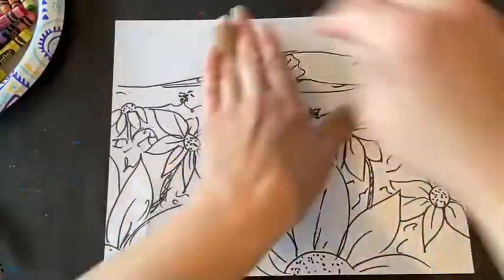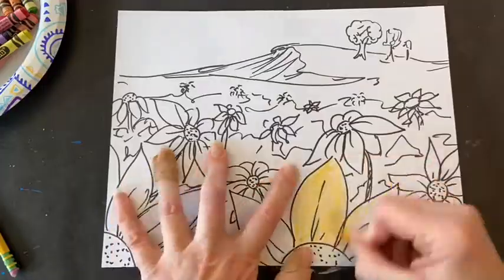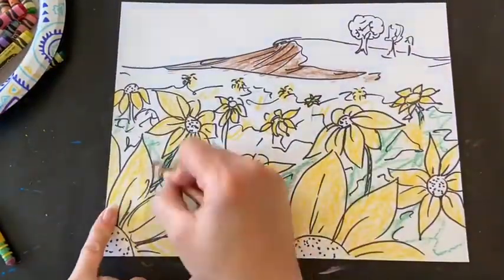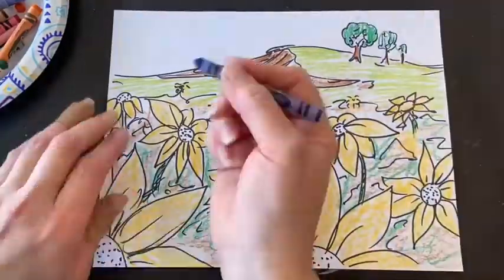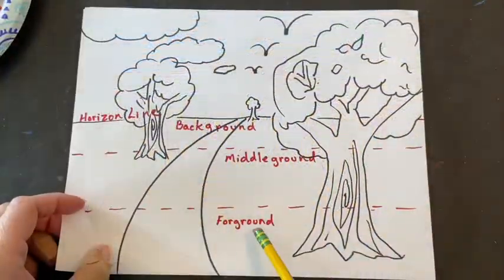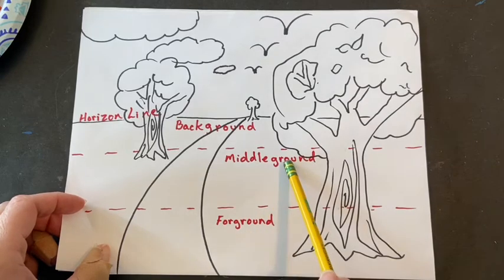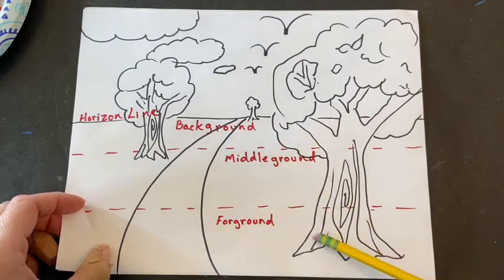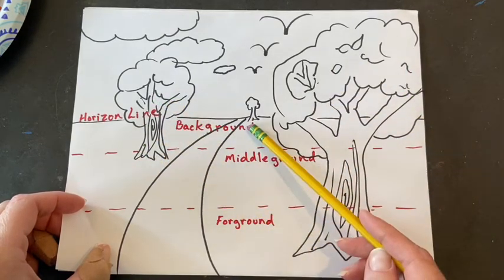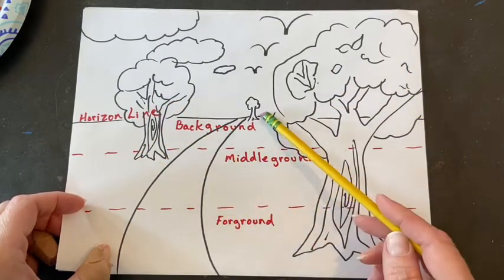So this landscape has a high horizon line, so that way you can see more of the flowers. Notice in the foreground they're big, then medium, then they get smaller, and then in the back you can even see the trees getting smaller further away. We have the foreground, the middle ground, the background. Everything in the foreground is going to be big, middle ground is going to be medium, and background is going to be small, and it's going to get less detailed.